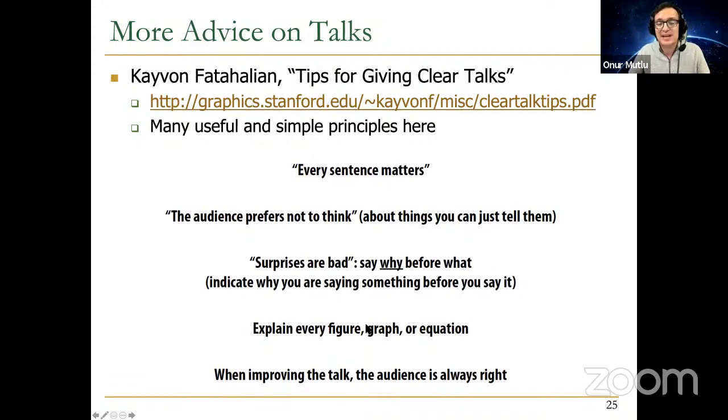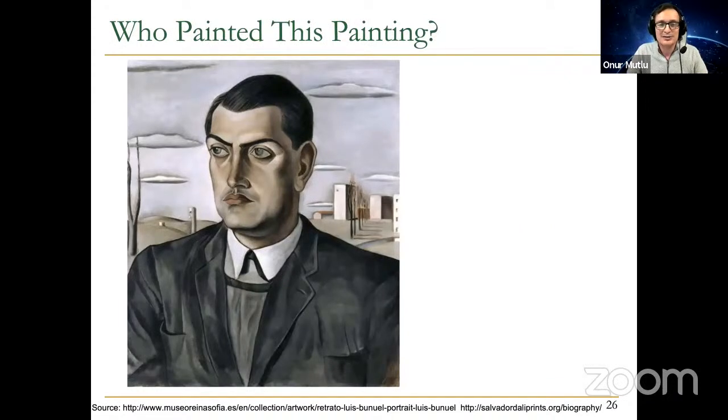Okay, and then explain every figure, graph, or equation. This goes without saying, maybe. And when improving the talk, the audience is always right. Well, if the audience is listening, they're always right, of course, right? There's something that needs to be said over here. Sometimes the audience is not listening. As a result, they may not be always right. If the not listening is not caused by some fundamental flaw you have in the organization, then the audience is probably right. Okay. So let me give you some examples.